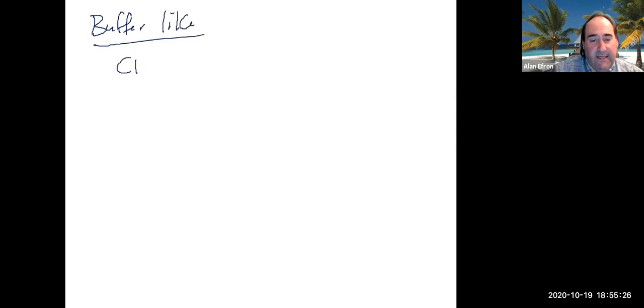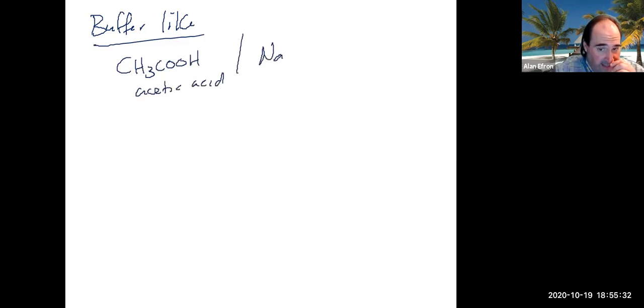Now, if you take that same addition and add it to a buffer, like acetic acid, this is acetic acid, and sodium acetate.